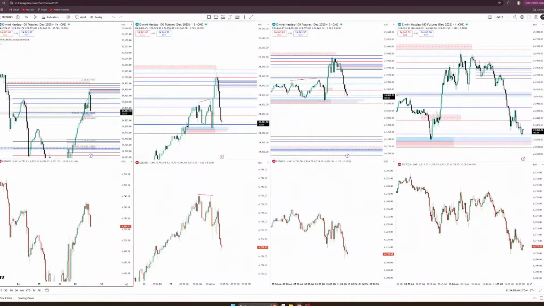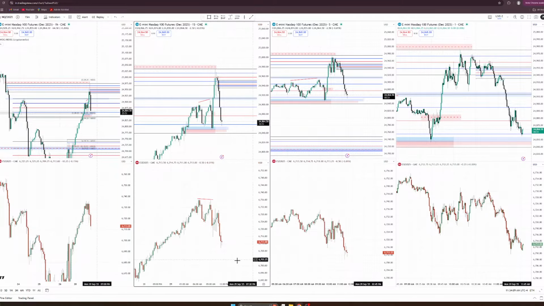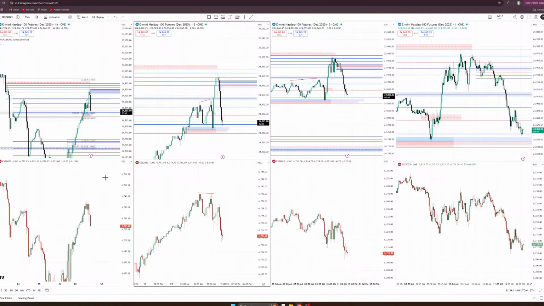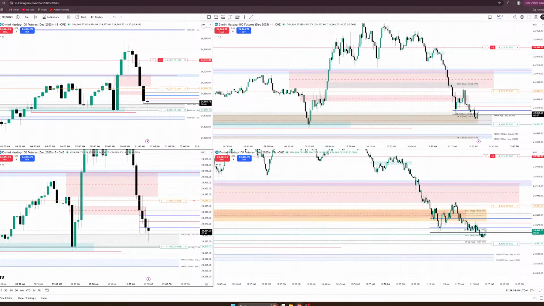So just want to check in what ES is doing. So ES is very weak. ES is very weak. I want to see this candle close below this entire wick, guys. I don't want this to come up and close above this with the body. I want to see this candle close with the body below this wick.